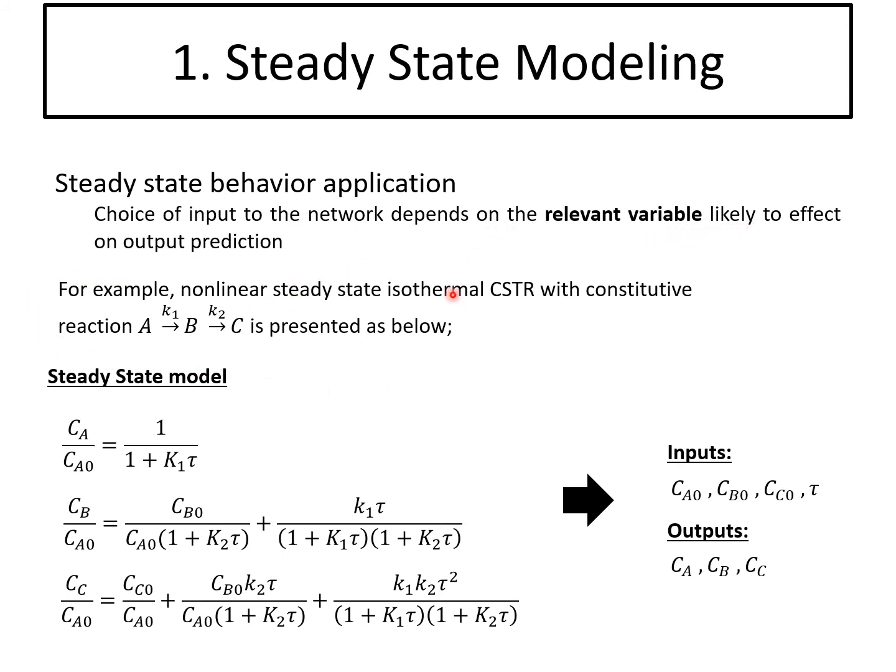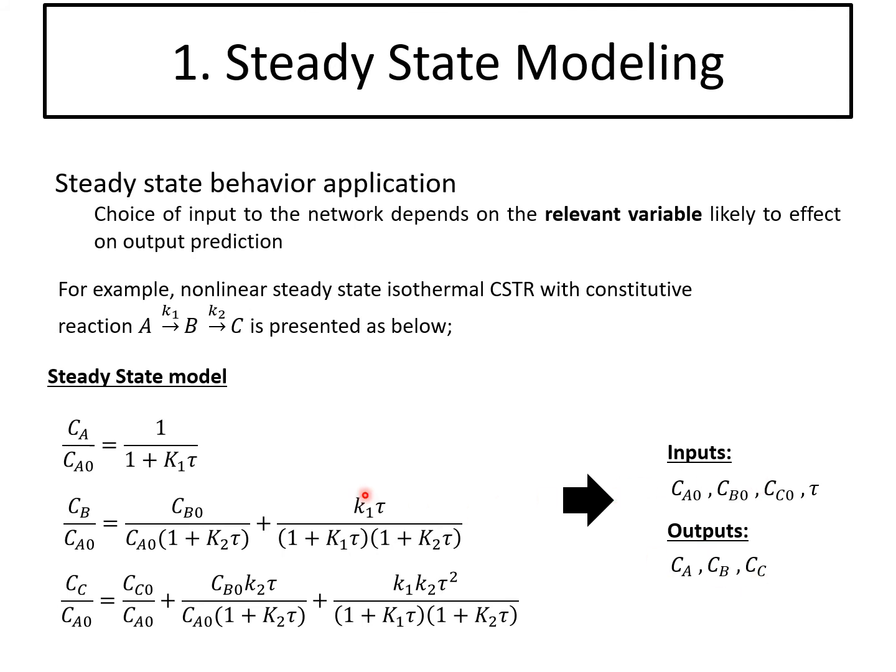Then these are the equations that we have. So basically what we need now is to find the model to predict the output with respect to the input. So what are the inputs? The inputs are the input concentrations CA0, CB0, CC0, and also the time, the space time, or the time constant of this reactor here. And then the output is the output concentration of CA, CB, and CC.